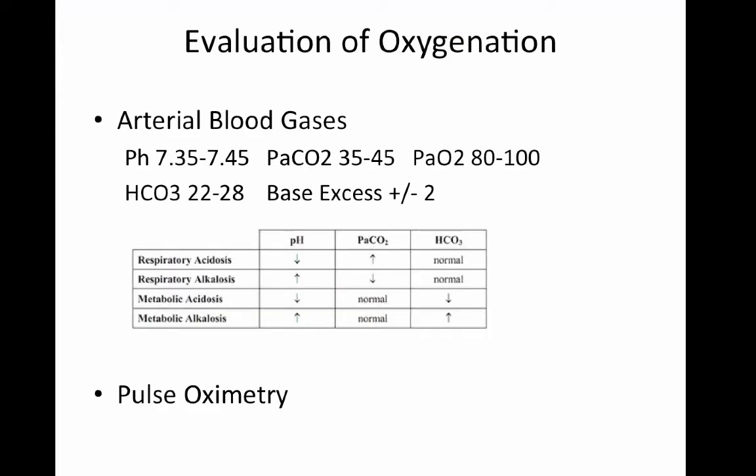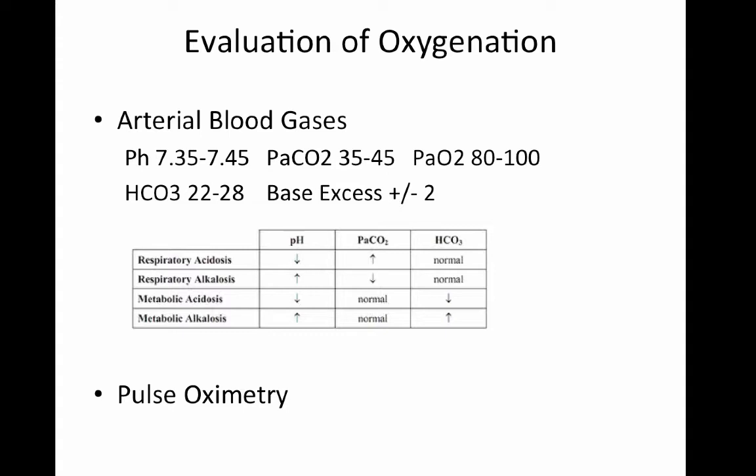We can evaluate oxygen based on two things. One is pulse oximetry. The other is arterial blood gas. The arterial blood gas is, of course, a better test, but it's more invasive than a pulse ox. ABGs are actually measured to determine true oxygenation status of the patient, but also their acid-base balance.